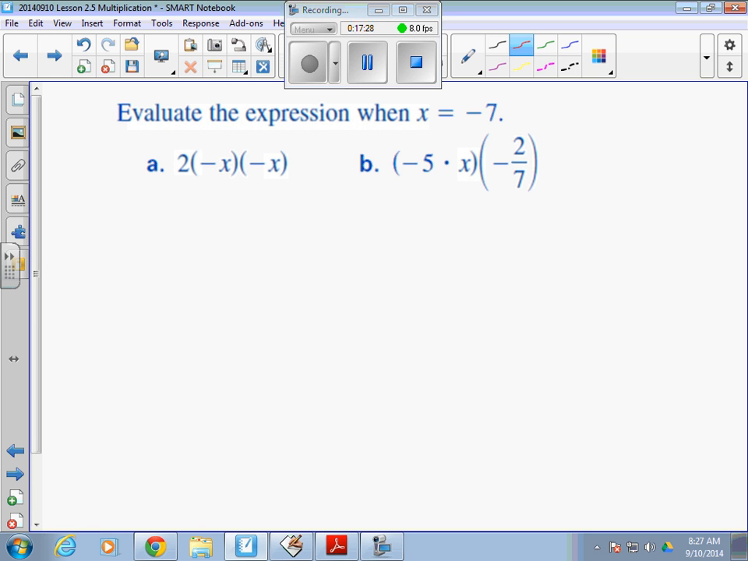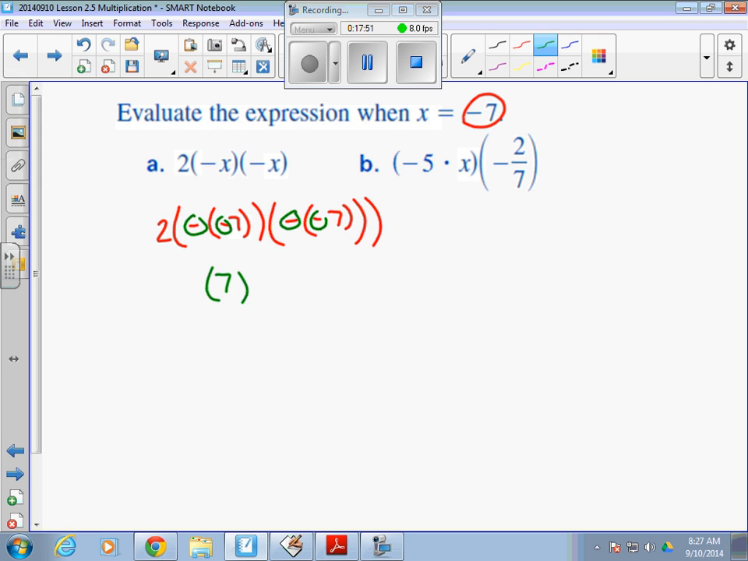Okay, we have for A, it says 2 times -x times -x. When you're plugging in or substituting in -7. 2 times -7 times -7. Notice you're putting in double negatives here. So do the innermost ones. This is an even amount. Negative times negative is going to be +7. Even amount, negative times negative is going to be +7. You're left with 2 times 7 times 7. There's no negatives anymore. 2 times 7 is 14, and 14 times 7 is 98.